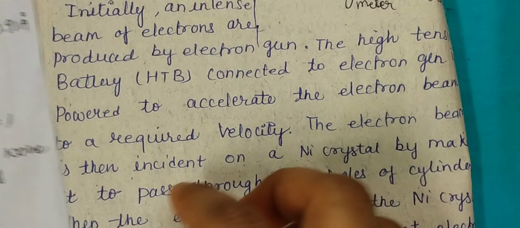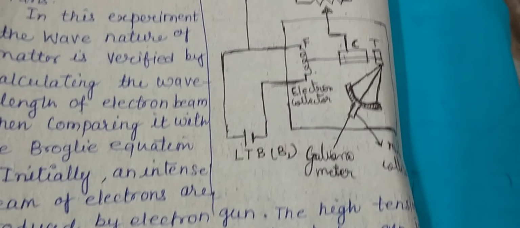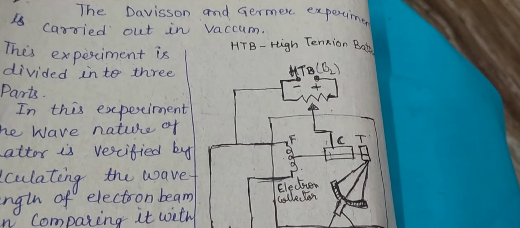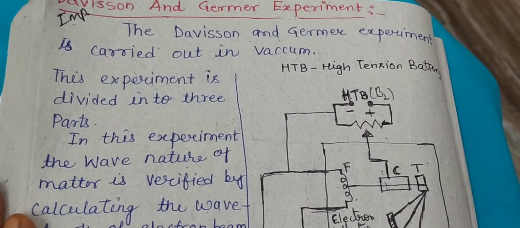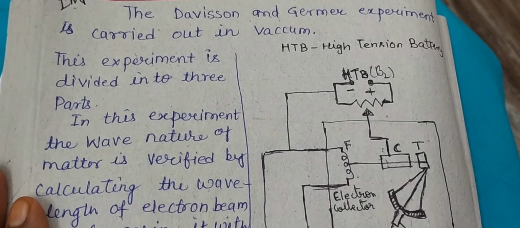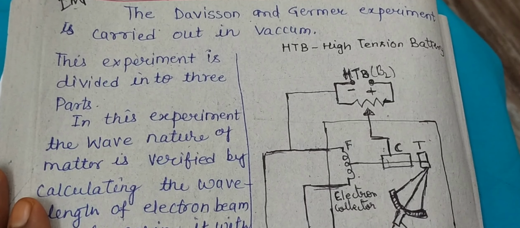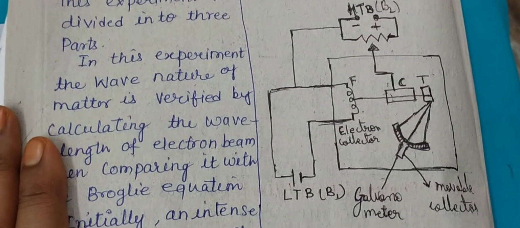Okay, this is all about the Davisson Germer experiment. When you are asked why the Davisson Germer experiment is required, write that it is required to explain the wave nature of matter, and you have to write it in full.